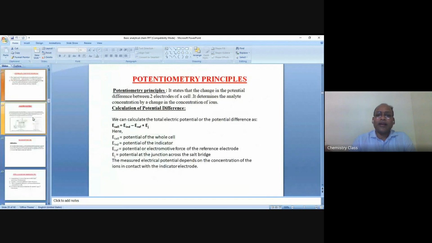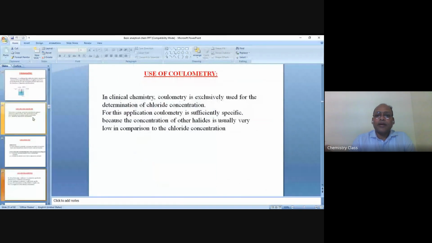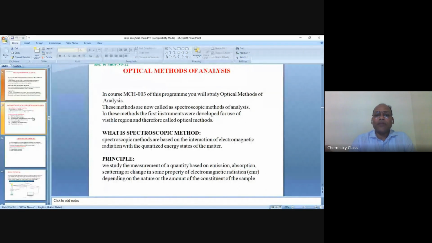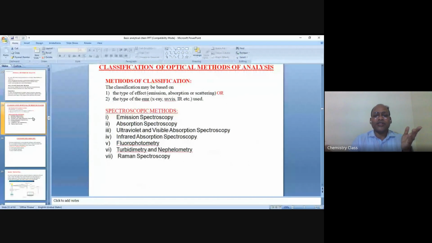Let me just inform you what techniques you have already seen in the optical method of analysis. Yesterday I told you the emission spectroscopy methods. Absorption spectroscopy I taught you today: ultraviolet and visible absorption spectroscopy, infrared absorption spectroscopy, fluorophotometry, turbidimetry, nephelometry, and Raman spectroscopy. These are the methods used under the optical methods of analysis.